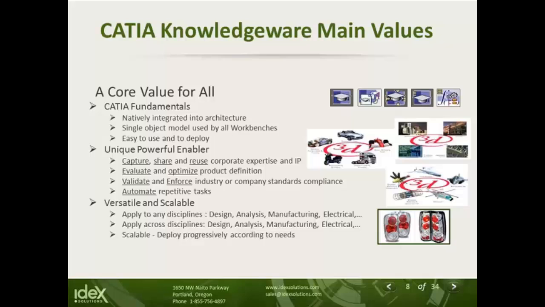And finally, versatile and scalable. So not only can you apply CATIA Knowledgeware to any discipline, such as design, analysis, and the other disciplines, but also across disciplines to achieve substantial additional value from CATIA. And if you think about it, a good example might be a rule which indicates to the designer that a slightly larger product design will require the next size of mold stock to be used, and therefore this embedded knowledge can help the upstream designer to make cost-effective design decisions based upon the downstream effects from his or her design.